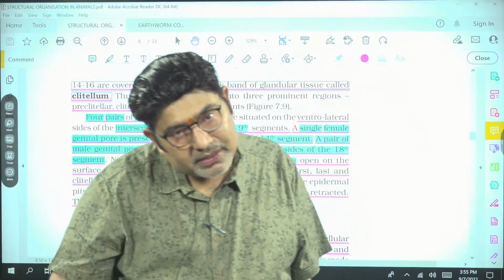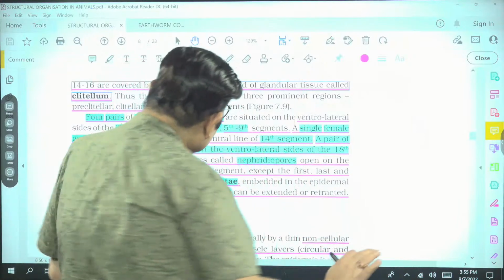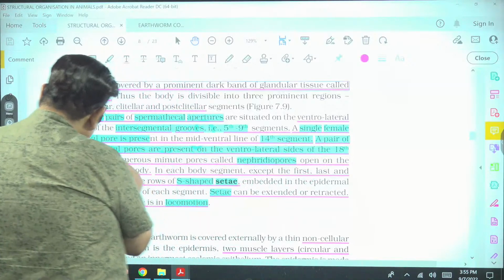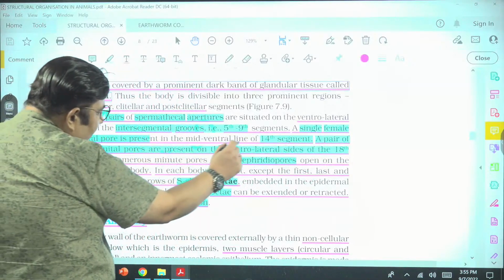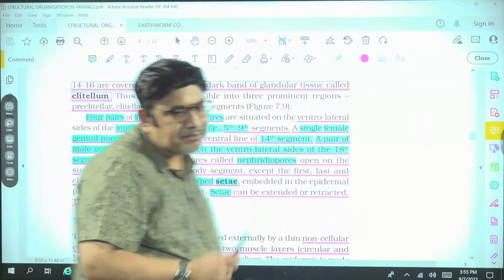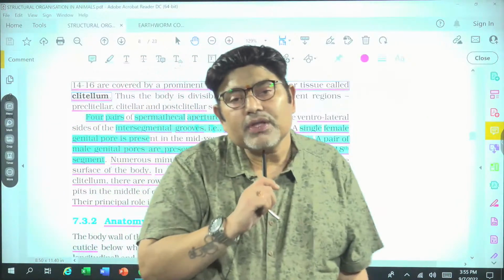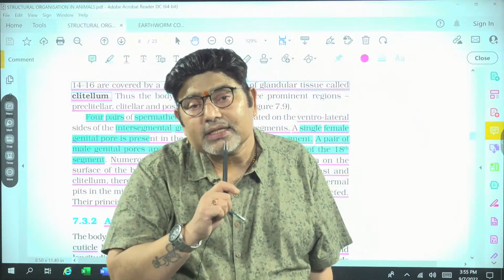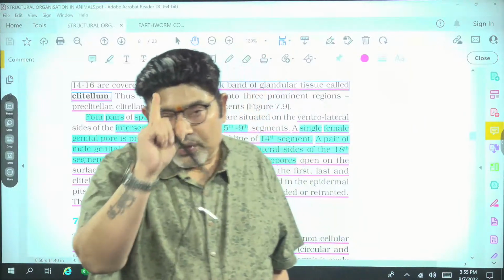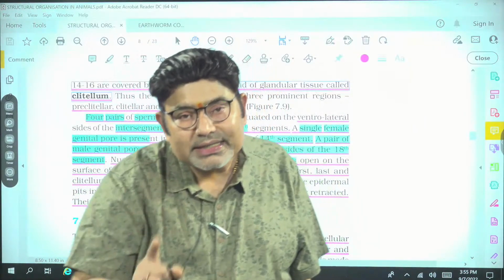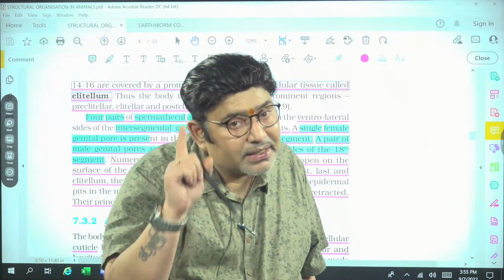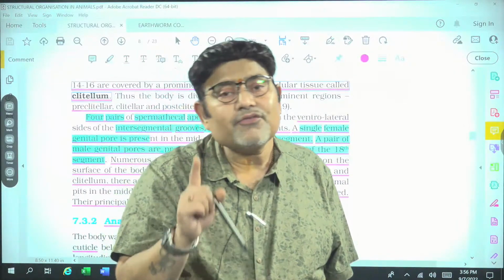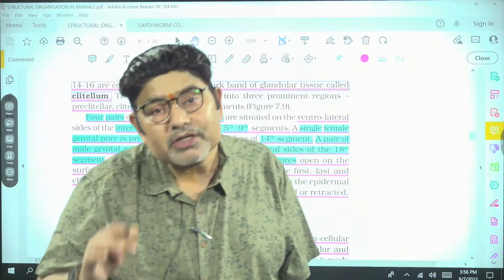Spermatheca. Done. Right. Now, another thing that is very, very important here: a single female genital pore is present in the mid-ventral line of the 14th segment. Female gonopore, 14th. How many? Single. One single opening in the 14th segment. Remember, it is the clitellar segment. One single opening for the female genital aperture.